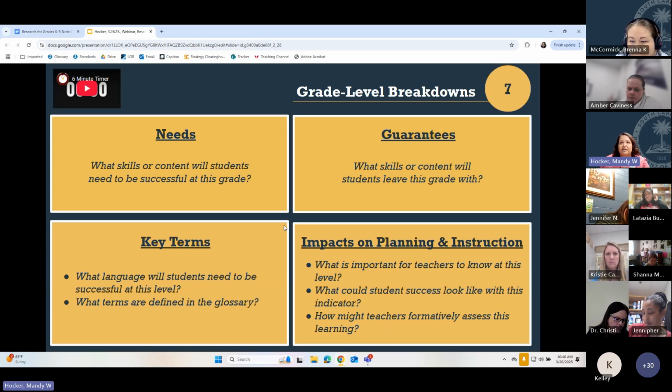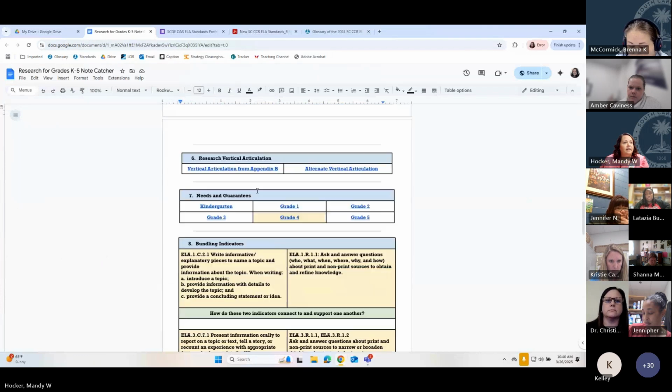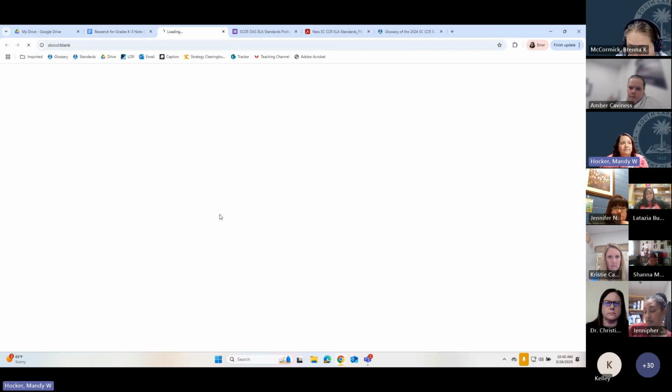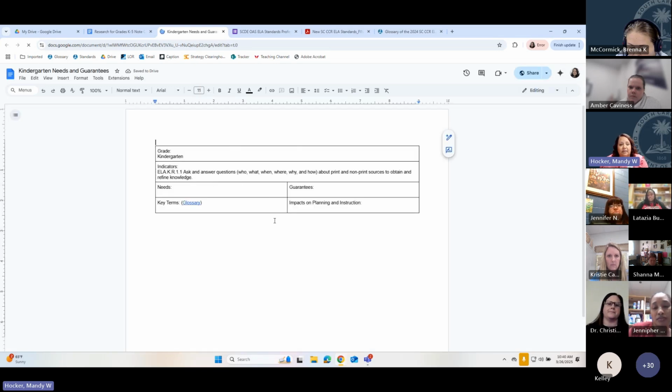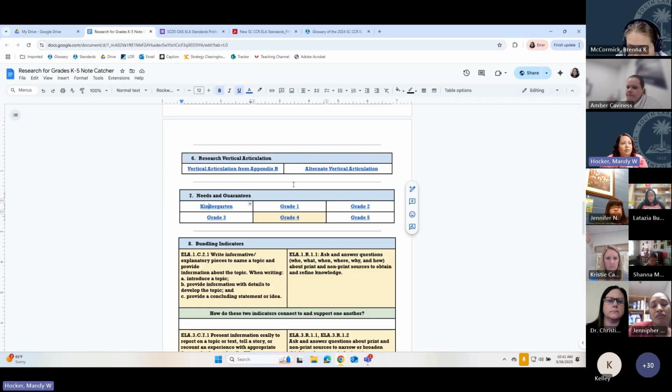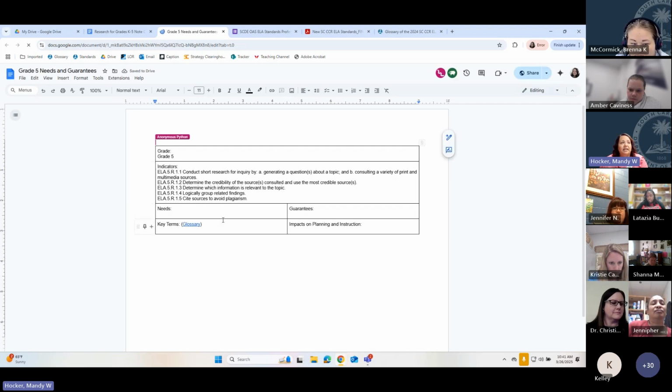So your grade level breakdown document, I'll go ahead and show you where that is. If you scroll down, here it is. It's number 7. It's called Needs and Guarantees. If you click on the kindergarten document, everybody in the kindergarten room can write in on this document. The indicator is already linked for you, so you're good to go. Same thing with fifth grade. Fifth grade, indicators are there. Everybody in your group can type into your document.